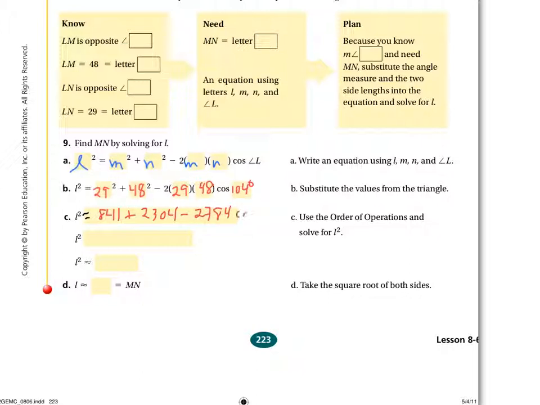2784 cosine of 104. All right, so then we ended up with 38.18, don't round, point, and a really long decimal, 510557, dot, dot, dot. All right, so I want to take the square root of this.